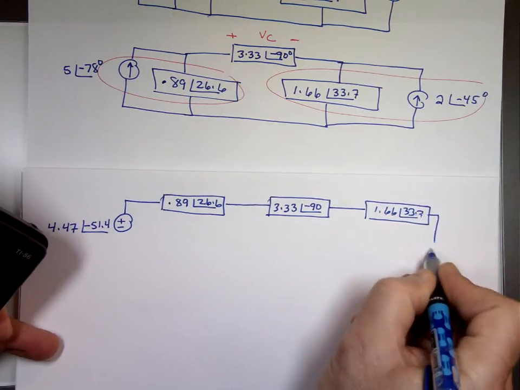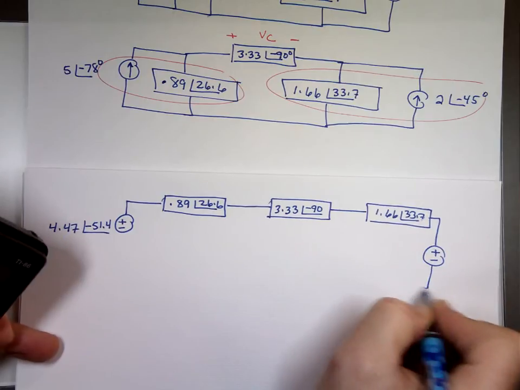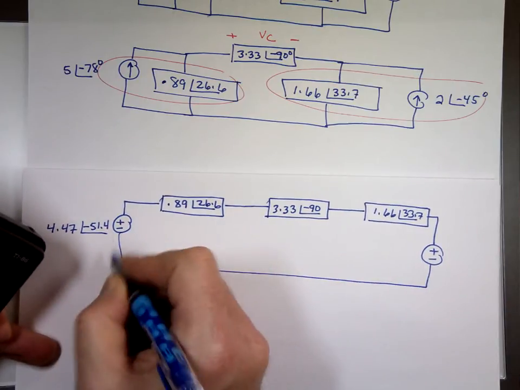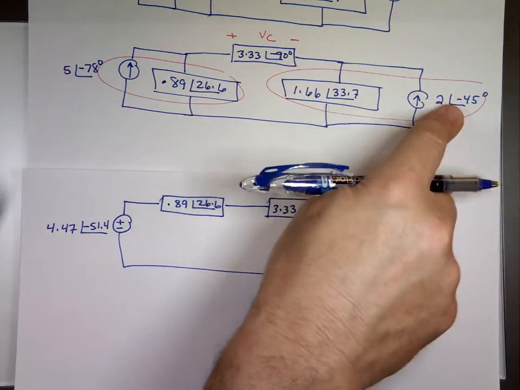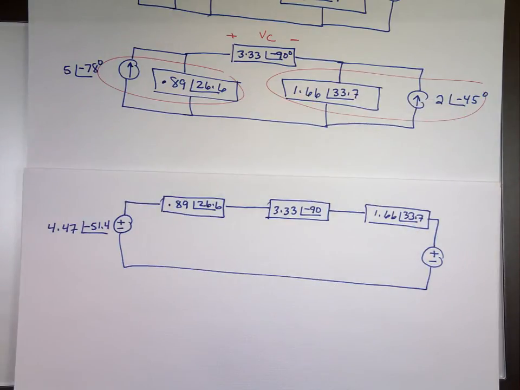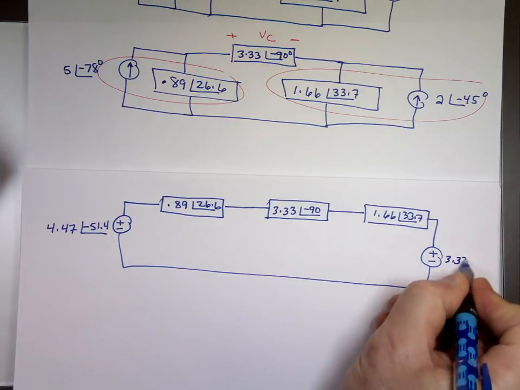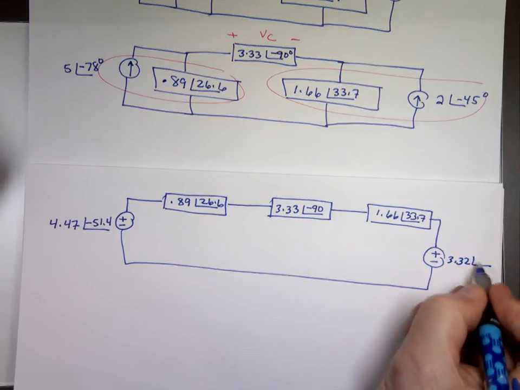And a voltage source here of the value of the product of this times this: 2 angle negative 45 times 1.66 angle 33.7, which is 3.32 angle negative 11.3.